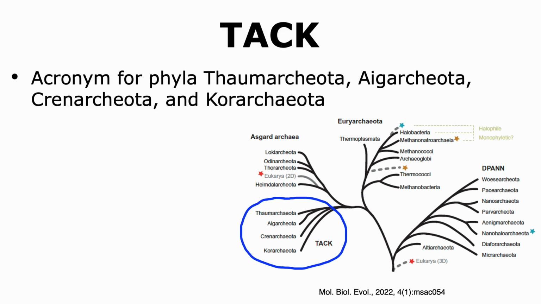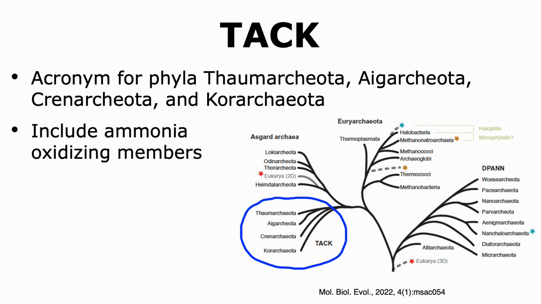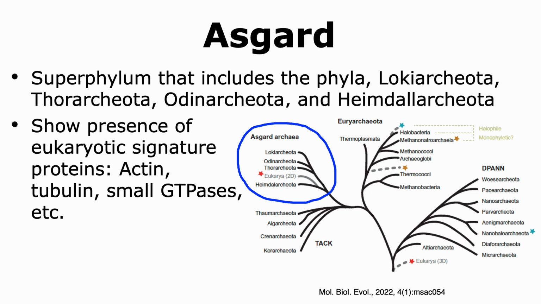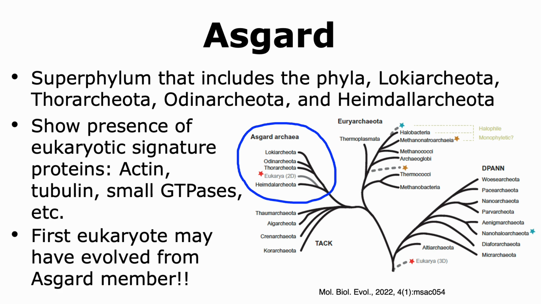The TACK superphylum is an acronym for the phyla Thaumarchaeota, Aigarchaeota, Crenarchaeota, and Korarchaeota. These include ammonia-oxidizing members, and currently the names of the different phyla are actually being revised. The superphylum Asgard is a more recently created superphylum and includes the phyla Lokiarchaeota, Thorarchaeota, Odinarchaeota, and Heimdallarchaeota. One fascinating aspect about this superphylum is that some of its members show the presence of eukaryotic signature proteins like actin, tubulin, small GTPases, etc., which are usually not observed in bacteria. This gives support to the idea that the first eukaryote may have evolved from an Asgard member.